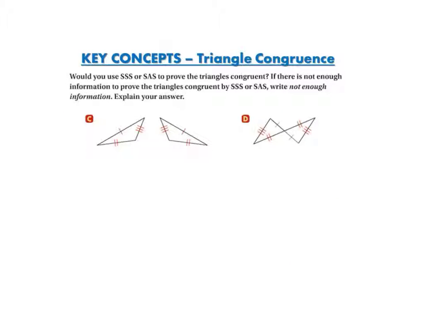Would you use side, side, side or side, angle, side to prove these triangles congruent? So let's take a look at C. I have 1 tick mark, 2 tick marks, 3 tick marks. Over here I have 1, 2, 3. Because all 3 sides are marked and each one is congruent to another one, this one can be proved congruent by side, side, side.